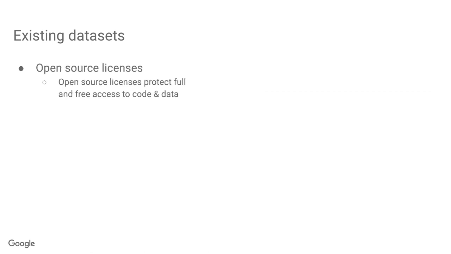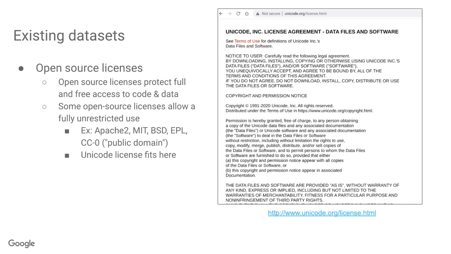Open source licenses exist to protect the full and free access to code and data. Some open source licenses allow a fully unrestricted use, and they basically say something to the effect that here's some code and or data, use it completely as you wish, we take no responsibilities. Examples of licenses like this are Apache 2, MIT, BSD, Eclipse Public License, and Creative Commons Zero, which is effectively a public domain style license. The Unicode license fits in this category as well.